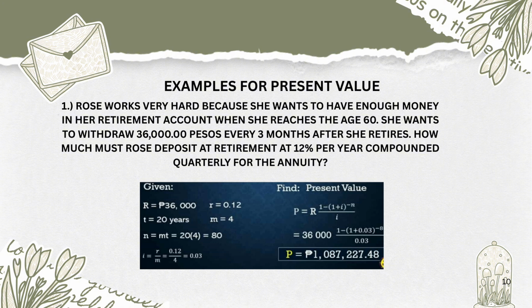And the formula is P equals R times the fraction 1 minus (1 plus i) raised to the negative n, divided by i. And for the substitution, P equals 36,000 times the fraction 1 minus (1 plus 0.03) raised to the power of negative 80, divided by 0.03.